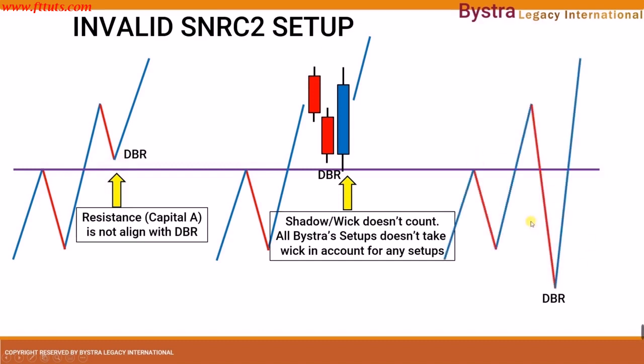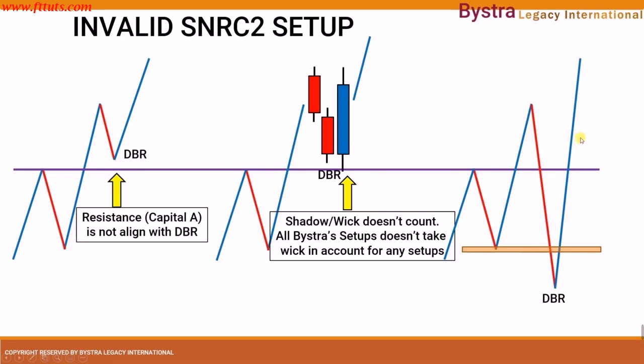Okay, and then there's another one here. Okay, you can see that this entry point drop base rally has come all the way past this previous low. You can see this clearly guys. It has come way past this previous low and continued to go up. So it broke the first resistance, it broke the second resistance as well. It did meet the SOP. However guys, once this has broken the previous low here, it doesn't count as a SNRC2 anymore.